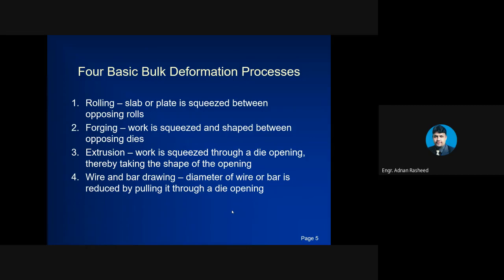In extrusion, work is also squeezed through a die opening, thereby taking the shape of the opening. There is a die in which the shape is defined. The work metal is forced to pass through this opening, and it will get the shape of the opening of the die. That process, extrusion, we will discuss later in this lecture. In wire and bar drawing, the diameter of the wire or bar is reduced by pulling it through a die opening.